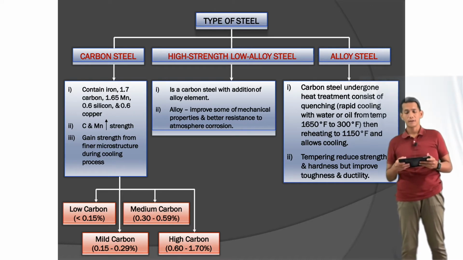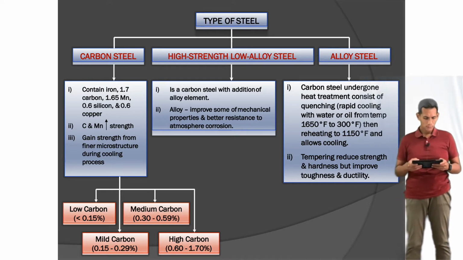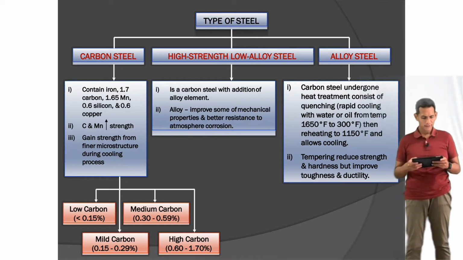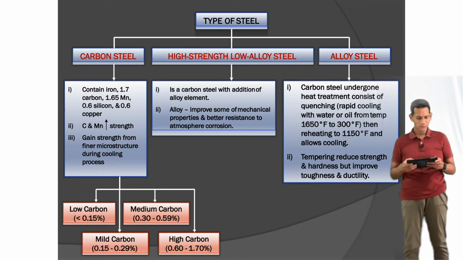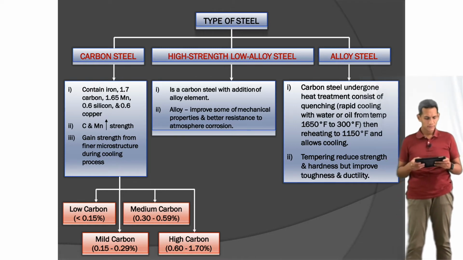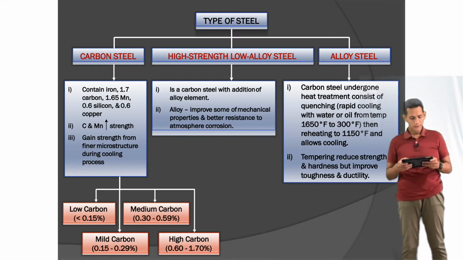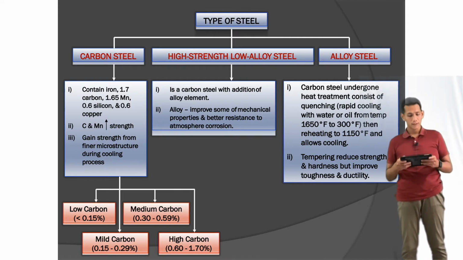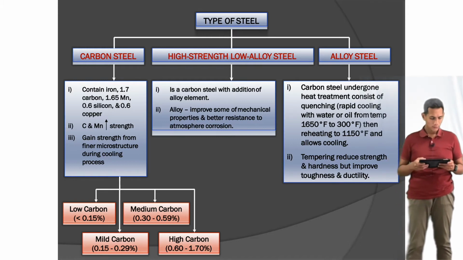It contains iron, 1.7 carbon, 1.65 manganese, 0.5 silicon, 0.6 copper. Carbon and manganese increase strength, gaining strength from a finer microstructure during the cooling process.